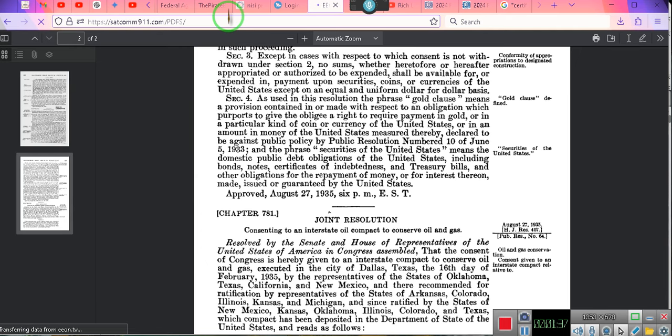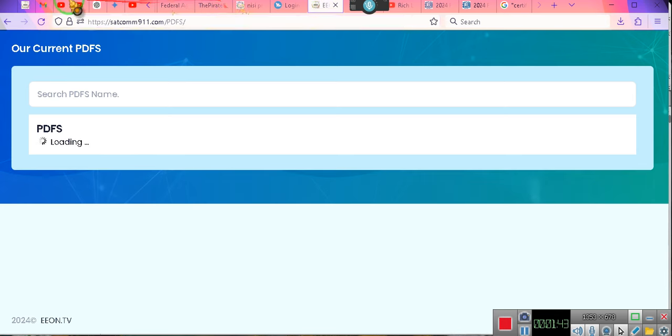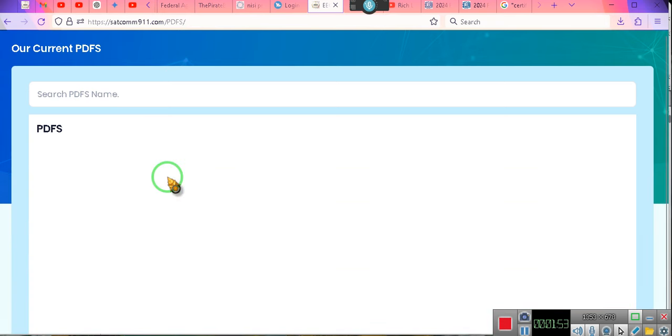All right, ladies and gentlemen, it's going to take us to the SATCOM 911 PDFs. SATCOM911.com. And you see all capital letters, PDFs, with an S. And it's going to take us here. Now, what we're looking for is a folder called money creation.